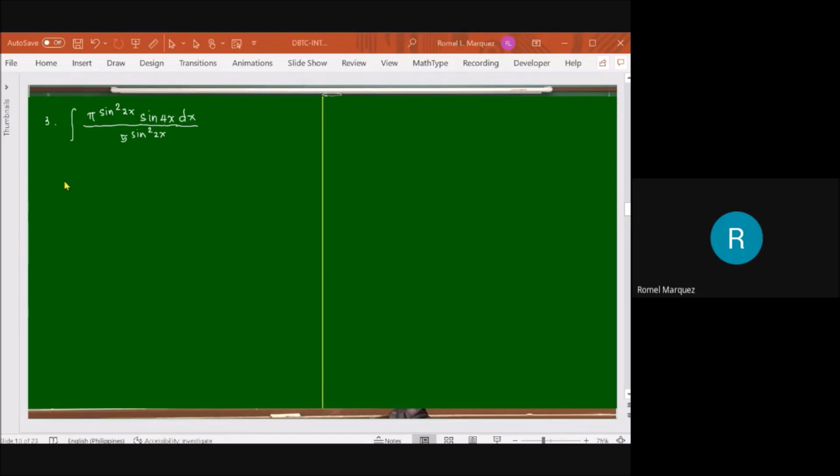Is it already in the a to the u form or do we still need to write? We still need to write, no? Notice that pi and 5 have the same exponent, no? So I can write that as integral of pi over 5 raised to the common exponent, sine squared of 2x. All we need to verify is if the remaining sine 4x is the differential of this exponent of pi over 5. So our u here, let's try sine squared of 2x. Our a is equal to pi over 5. Remember, our a is a constant, as long as it is not equal to 1 and greater than 0, no?